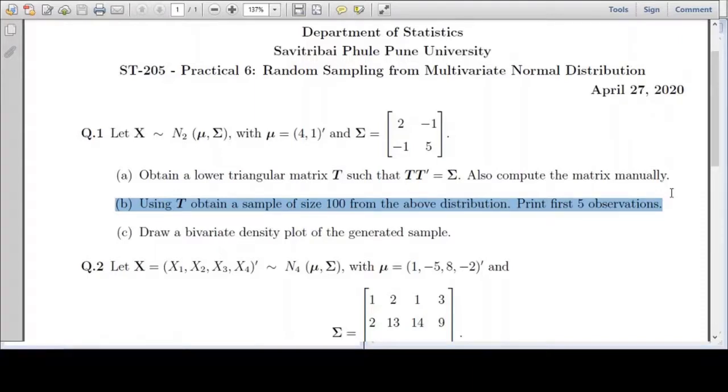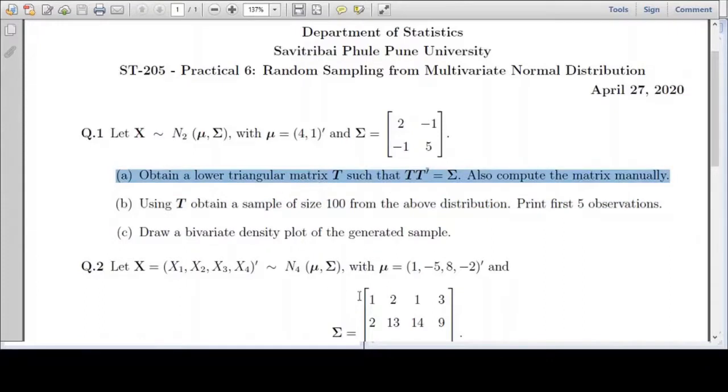In the univariate normal setup, you know that you can generate random observations from standard normal and then convert them to whichever normal you want. We are going to use exactly the same procedure here. We will generate observations from standard multivariate normal, and then we will try to see if we can convert them to whichever multivariate normal we want. So that is exactly what we are supposed to do in part 1.